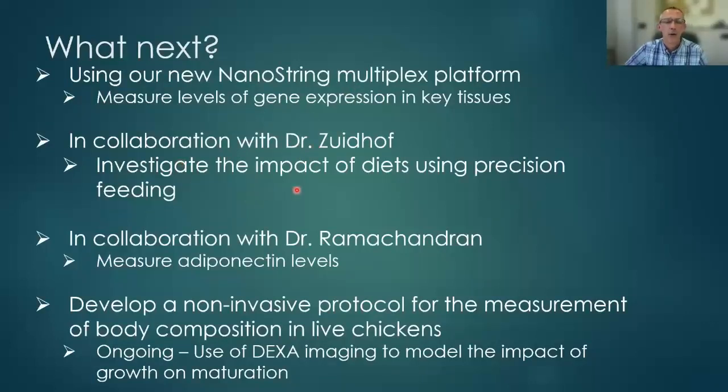As well, I'm not alone. As you know, Martin and I have been playing with one another for quite some time now, and he brings his precision feeding system, which is an extra layer of control in terms of nutrient delivery and nutrient intake. And finally, a friend and colleague from Penn State University, Dr. Ramesh Ramachandran, who has his own assay to measure adiponectin, has agreed to send me some of his antibodies so we can run those assays here in-house.